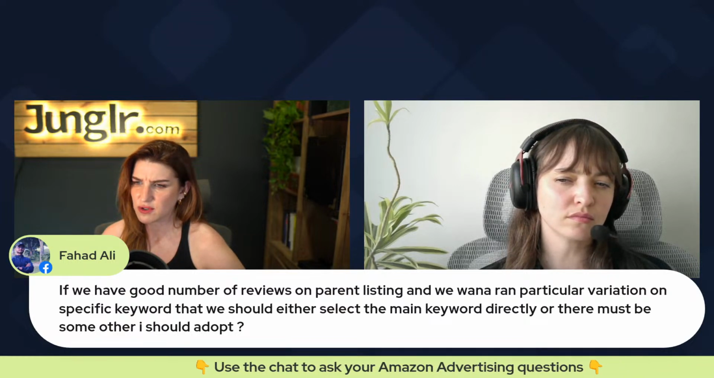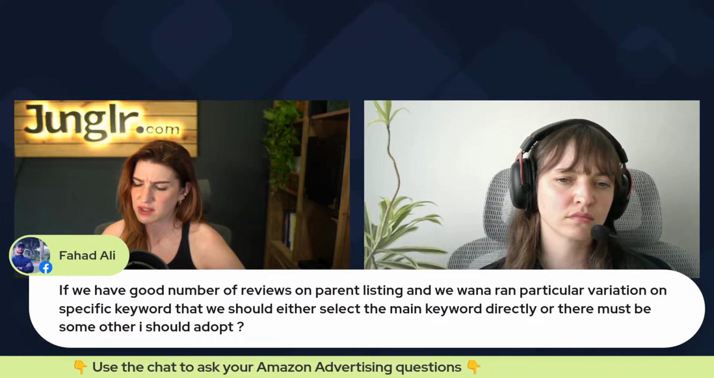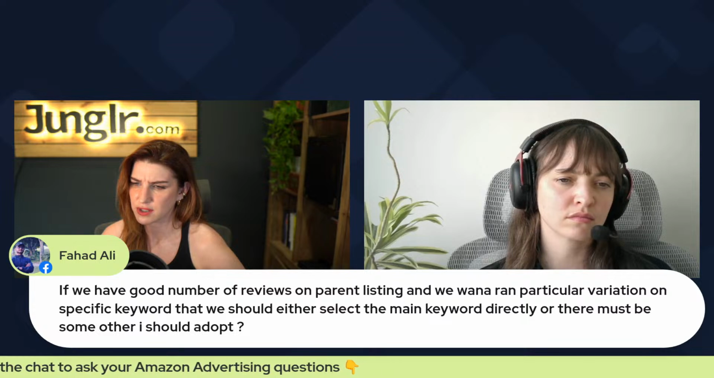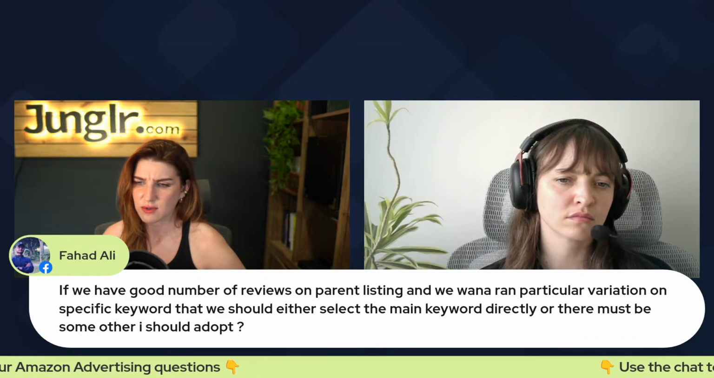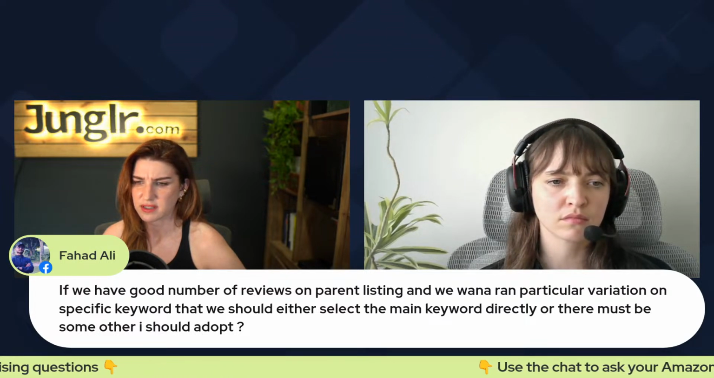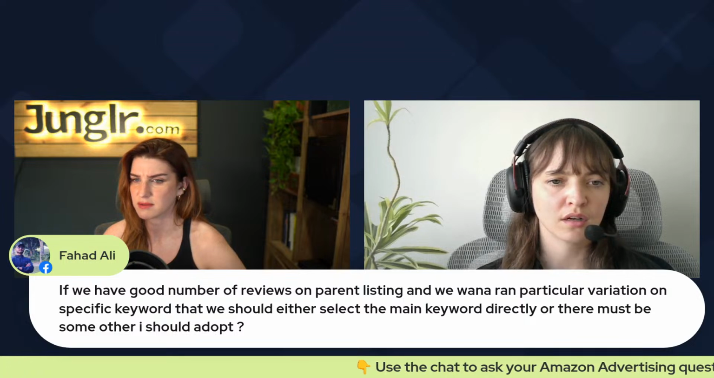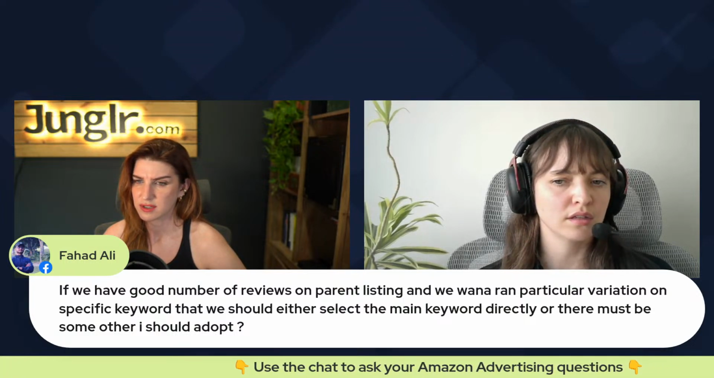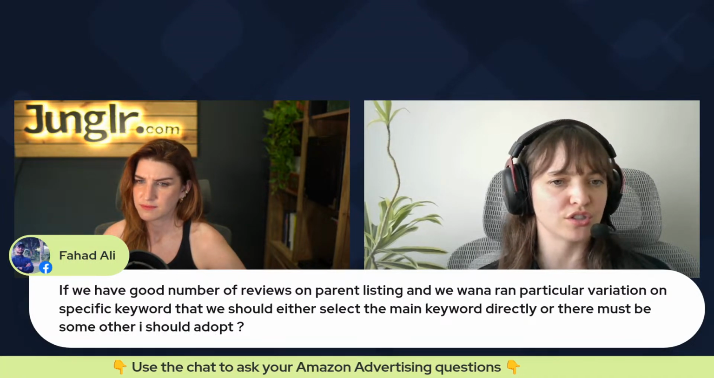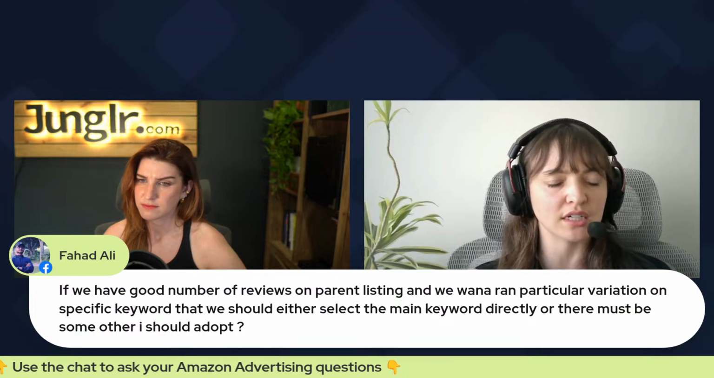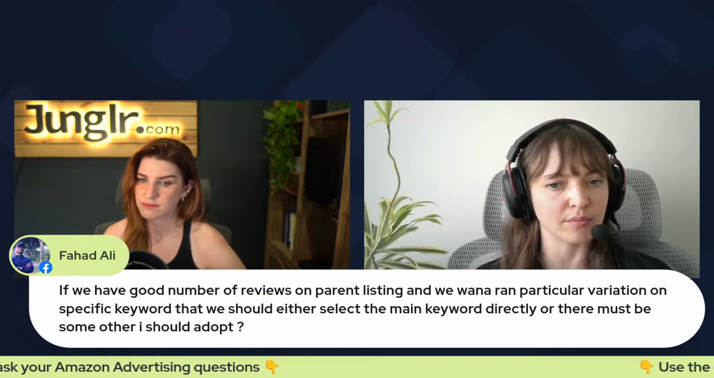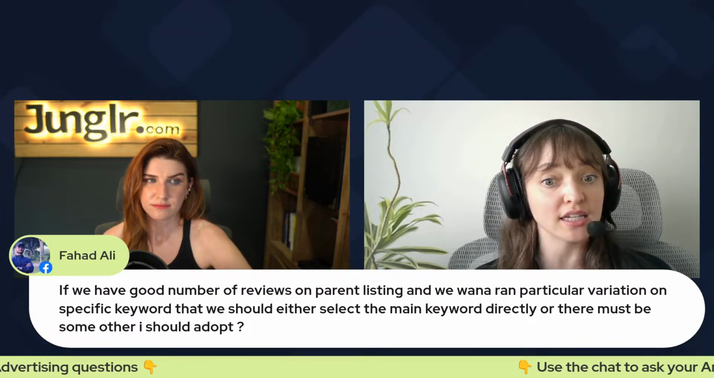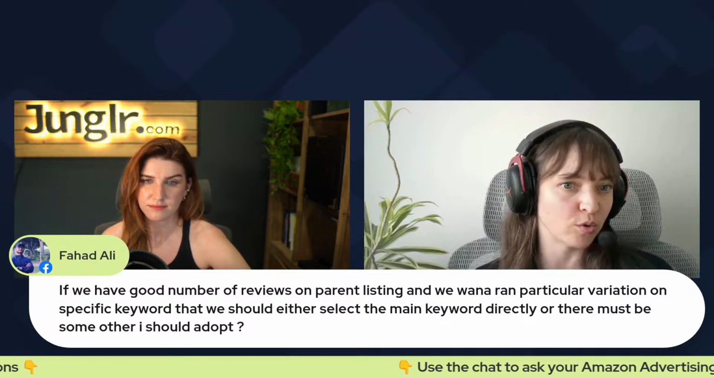Yeah, if you are trying to run a particular variation on a specific keyword, I would just select that keyword and then make sure you're only advertising that one product variation, unless I misunderstood something in the question. Yeah, I think that's my understanding as well. So just make sure you've got a single ASIN campaign, right? One ASIN in that campaign so that you can actually get data on how that variation is performing on that keyword, and then you should be good to go.